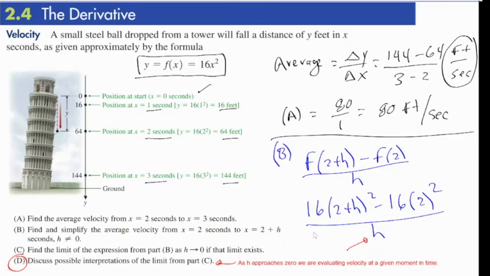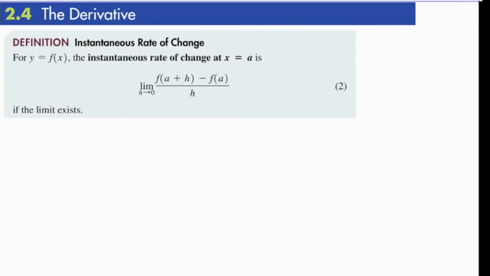So recall, h is the distance between 2 points x, and those points x are differences in time. So from 1 to 2 is 1 second difference, or from 1 to 3 is a 2-second difference. But we're saying as the difference in time gets closer and closer to 0, it is no longer an average velocity over time, but it is a velocity at a given moment, and what we will come to know as instantaneous velocity. So our definition for the instantaneous rate of change, where y is equal to f of x, the instantaneous rate of change at x equals a is given by this equation with the limit as h approaches 0 if the limit exists.